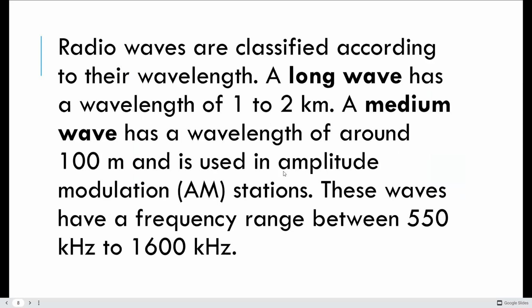Radio waves are classified according to their wavelength. A long wave has a wavelength of 1 to 2 kilometers, while a medium wave has a wavelength of around 100 meters.